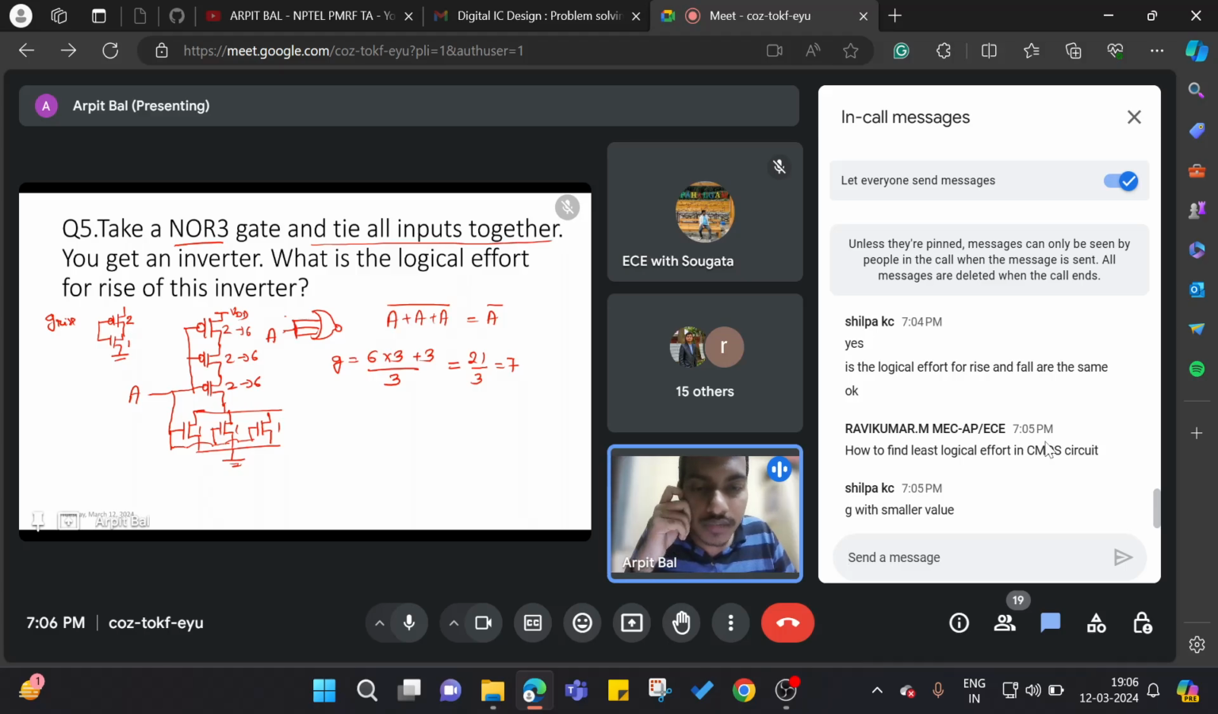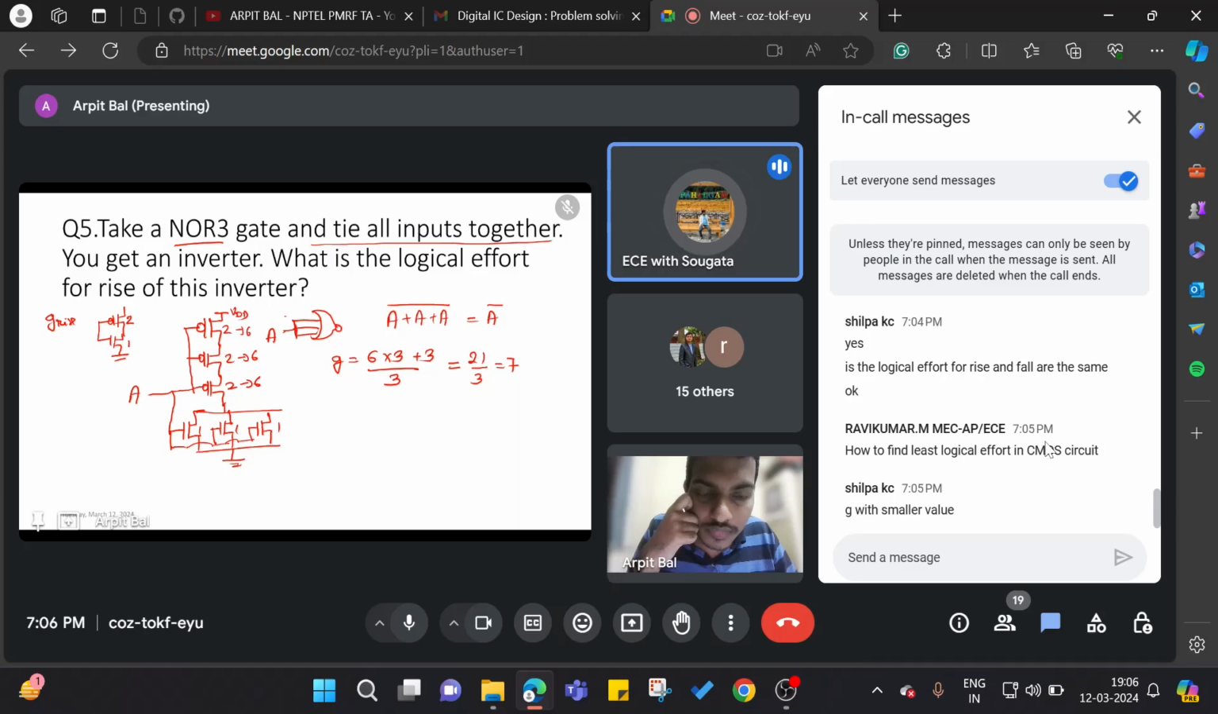But in most of the designs that we did today, those are symmetric. So if you come across a case which has asymmetric inputs, then sure, you need to find the logical effort for all the inputs differently.